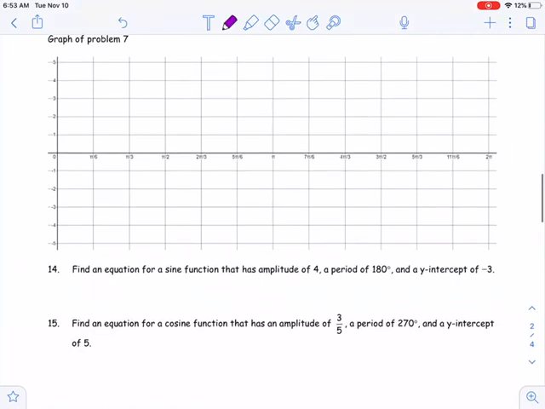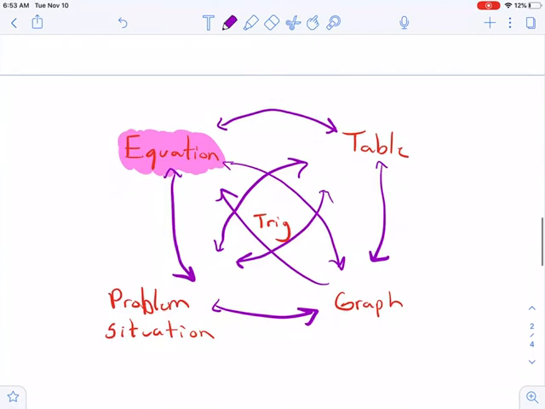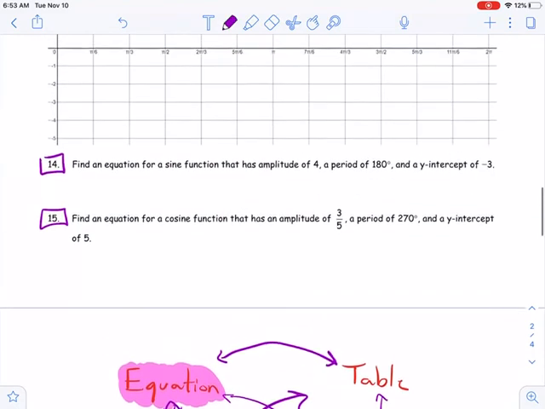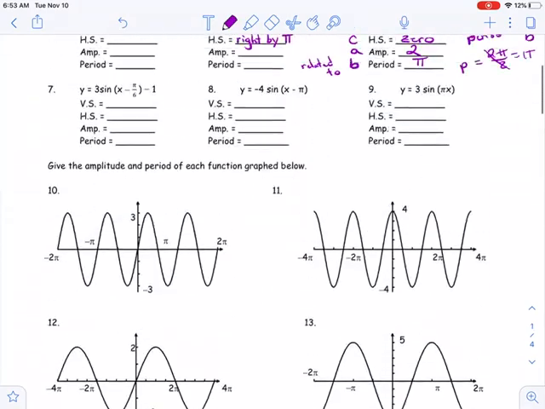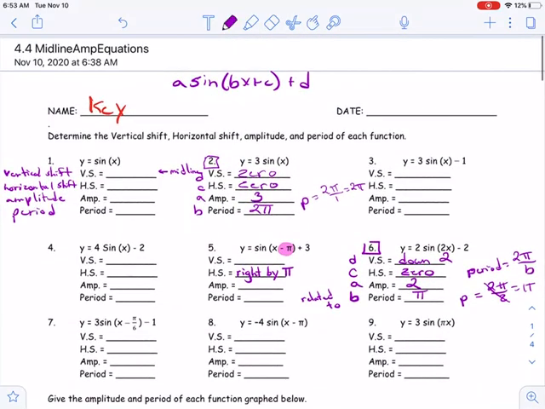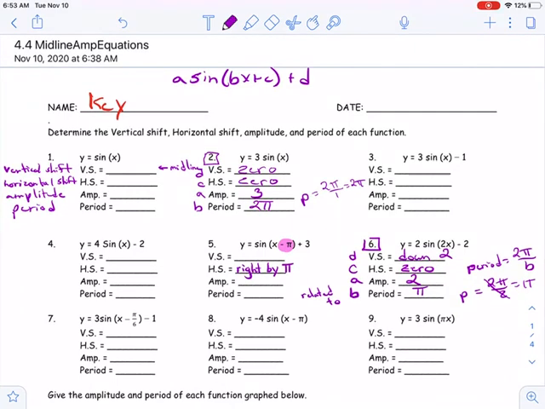And then the last piece of this, here we're going from graphical properties to an equation. So that should also be a nice little mix here, right? We don't have a lot of graph to equation on this, but 14 and 15 should supply that for you. All right, that's the entirety of our work today, this worksheet.